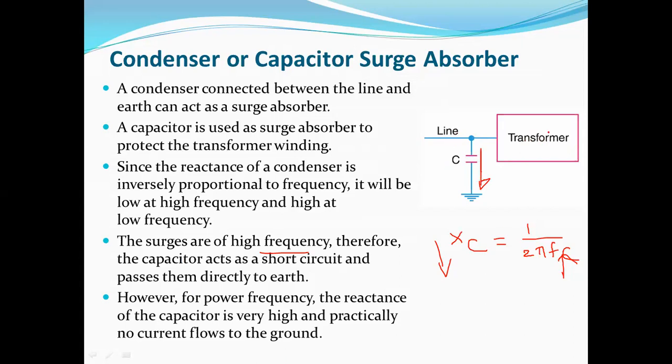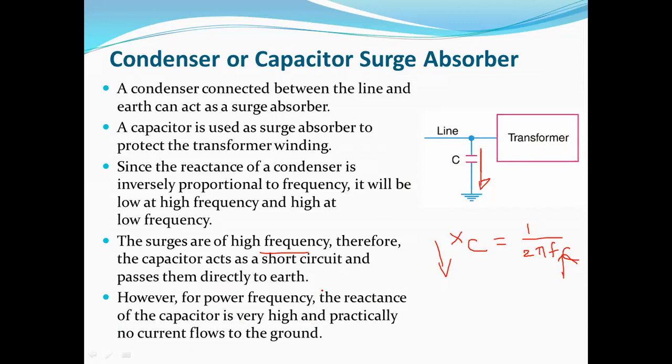Then what happens? The current flowing through that transformer becomes very low. In this way, this capacitor is absorbing the voltage surge produced due to overvoltages. However, at power frequency, the reactance of the capacitor is very high, and practically no current flows through the ground. So if we are considering the power frequency, the reactance is very high.